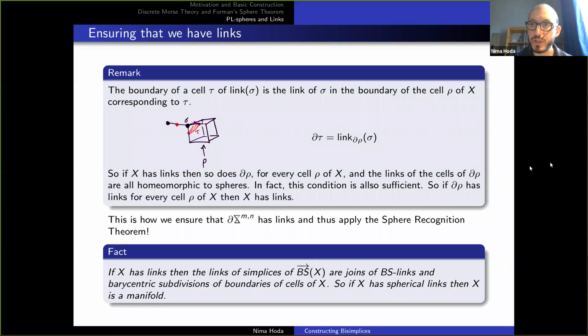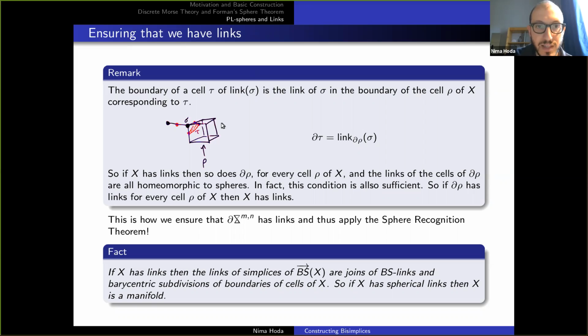Okay, so how do we ensure that a cell complex has links? As I brought up in the discussion on homology spheres, the issue is that the link of a cell is constructed out of cells corresponding to these higher dimensional cells, and you need those things to be actual proper cells. So what does that mean?